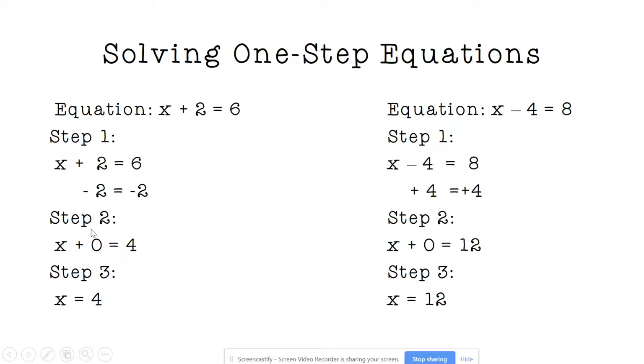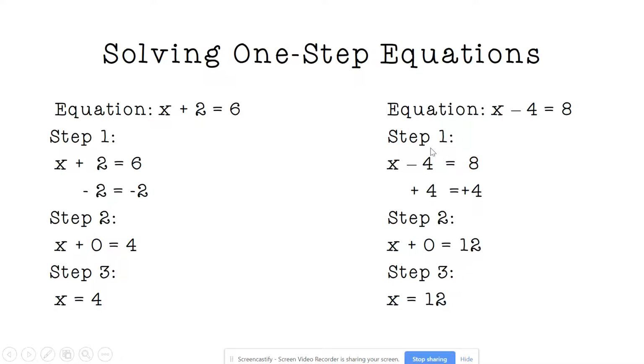So in here, step 2, we subtract. So 2 minus 2 equals 0, and 6 minus 2 equals 4. So step 3 is rewriting the equation without the 0. So it's going to be x equals 4. If you want to check, you substitute that 4 into the variable and check. 4 plus 2 equals 6. So this is correct. In this, we're doing x minus 4 equals 8.